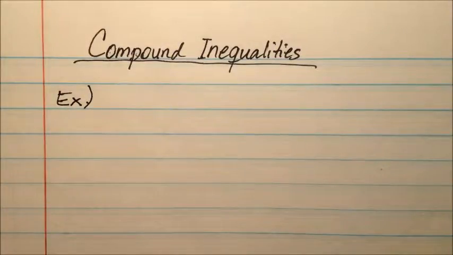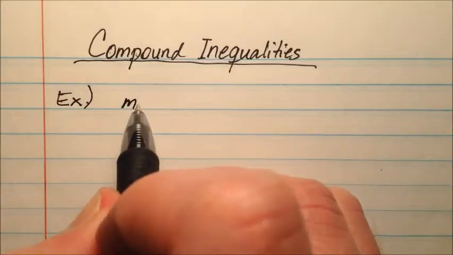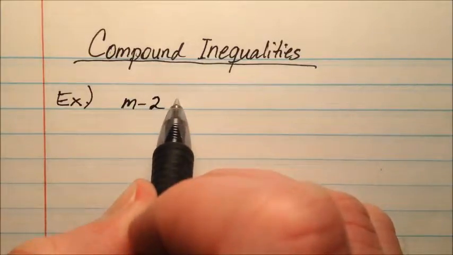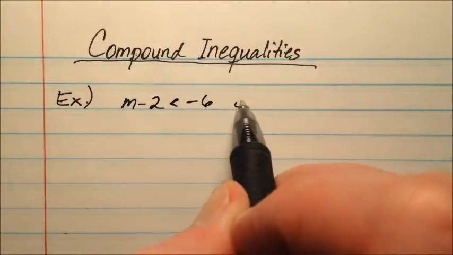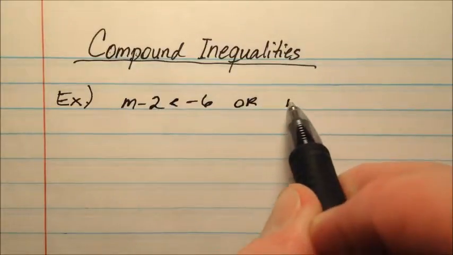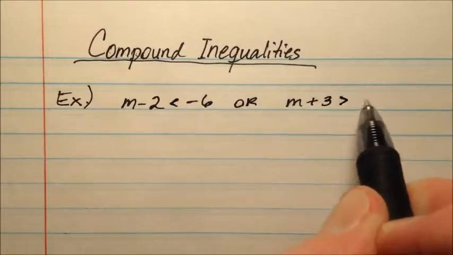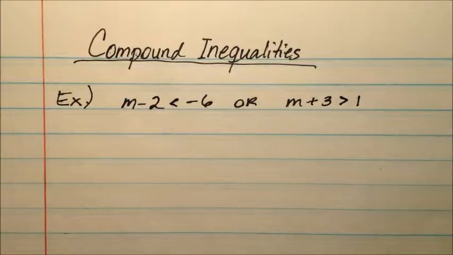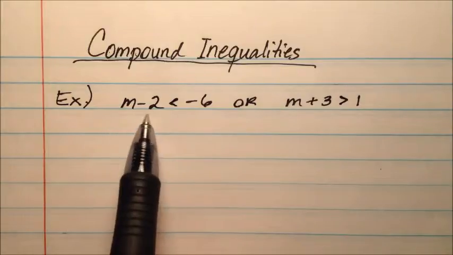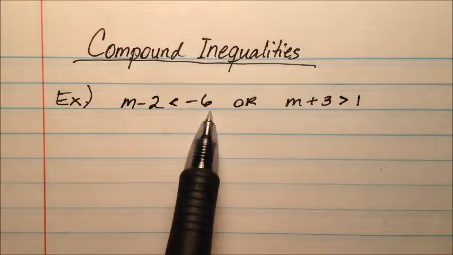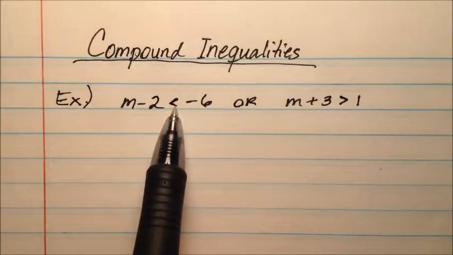So in this first one, let's say we have m minus 2 is less than negative 6, or we have m plus 3 is greater than, let's say, 1. Okay, so we have two simple inequalities. This first inequality is considered a simple inequality because it's just one variable, one sign. We can just graph them.